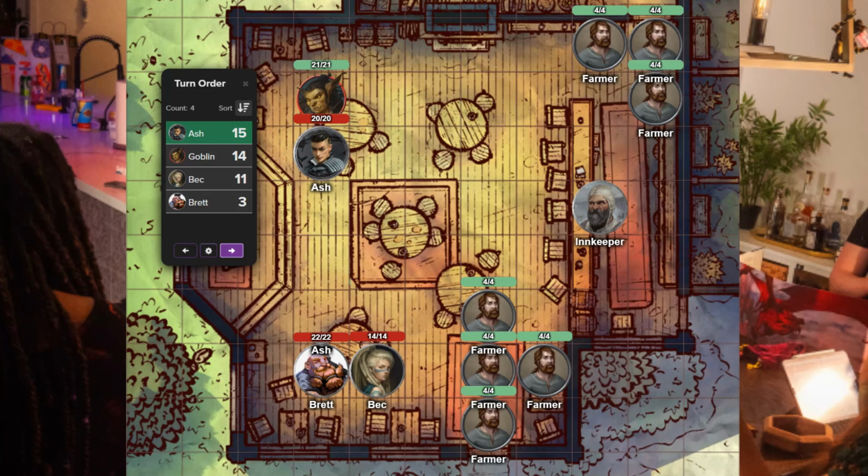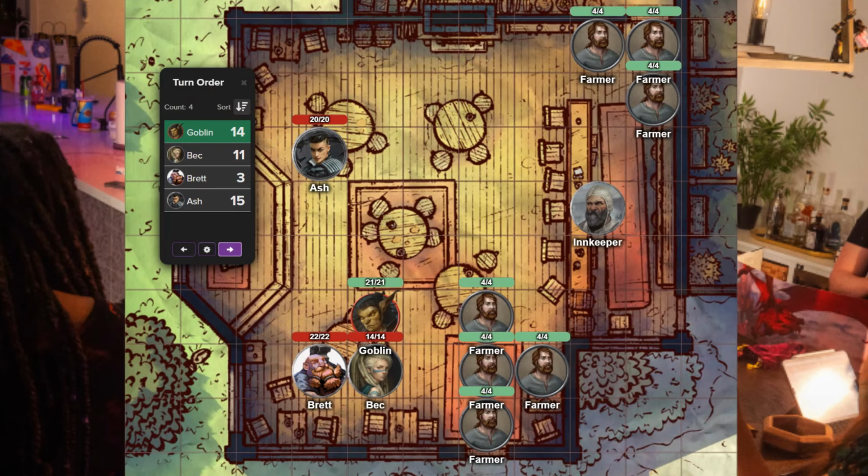The DM decides what the goblin does. It also has an action, bonus action, and movement. And just like how the characters have their special abilities, so too do monsters and other creatures. In this case, the goblin is a pretty simple creature. The DM chooses to move the goblin away from Ash's PC.